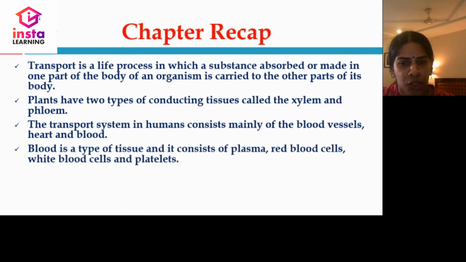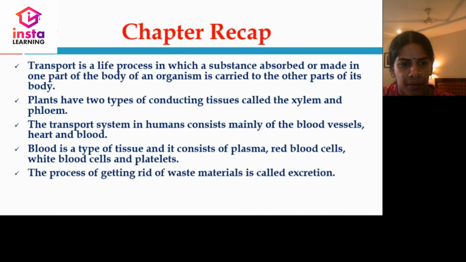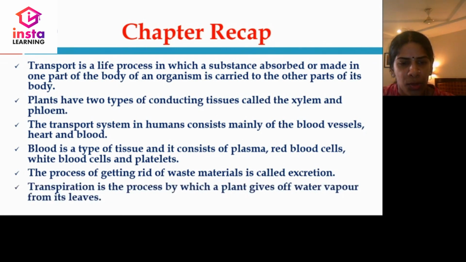Blood is a type of tissue consisting of plasma, red blood cells, white blood cells, and platelets. The process of getting rid of waste materials is called excretion. Transpiration is a process by which a plant gives off water vapor from its leaves.